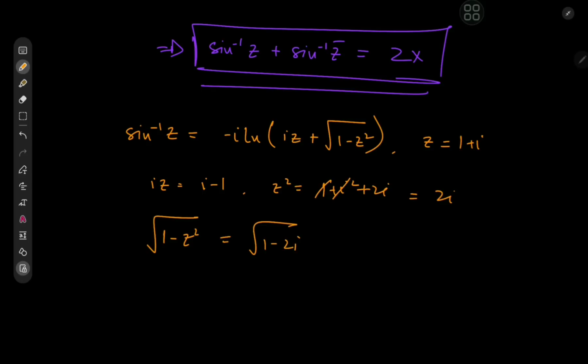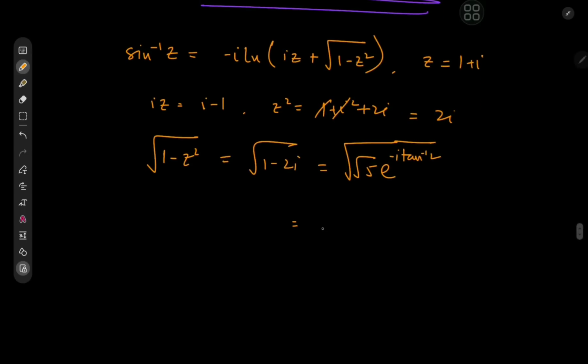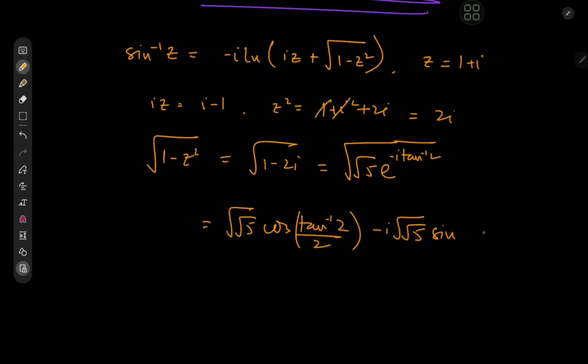And we can write this a lot nicer in the polar form, so that way we would have root 5 times e to the negative I times inverse tangent 2. So that means, expanding this using Euler's formula, we have root 5 times cosine of inverse tangent of 2 by 2 plus, no wait, minus I times root 5 times the sine of the inverse tangent of 2 by 2.